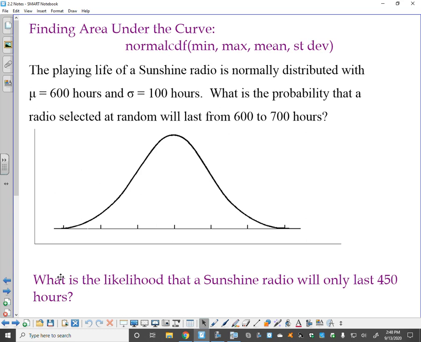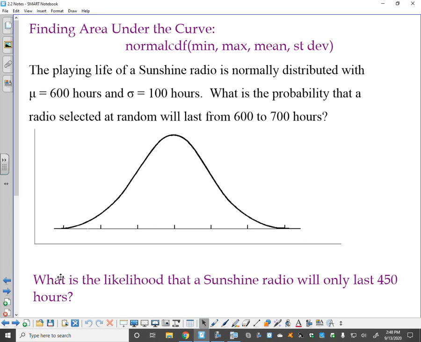So we're going to introduce you to a function on your calculator. It's up there in purple. It's called normal CDF. The normal is for the normal curve. CDF just means that we're finding the area under the curve in between two numbers. You're going to enter in the min and the max and the mean and the standard deviation for your data, and you're going to hit enter, and it's going to tell you exactly what the area under the curve is between that min and that max.